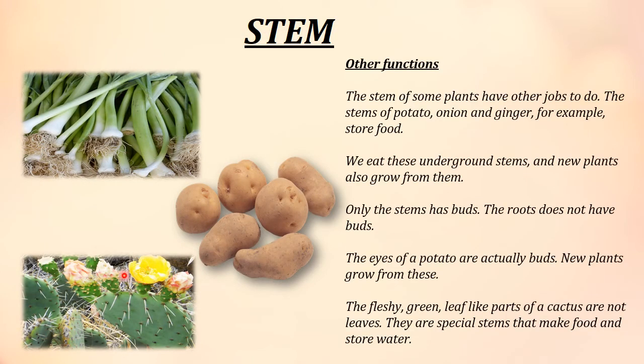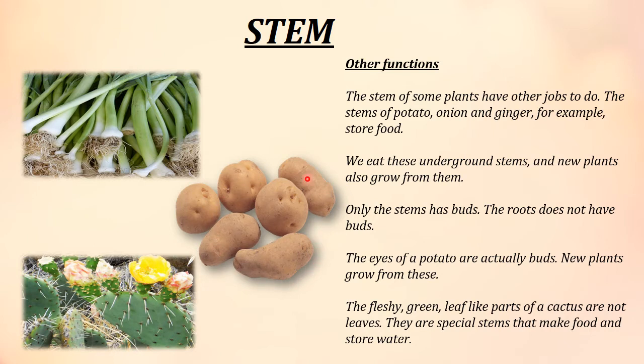Other functions of the stems. The stems of some plants have other jobs to do. Some stems store food. Example, the stems of potato, onion and ginger. We eat these underground stems and new plants also grow from them. Do you know potato, ginger and onion are not roots, they are underground stems?